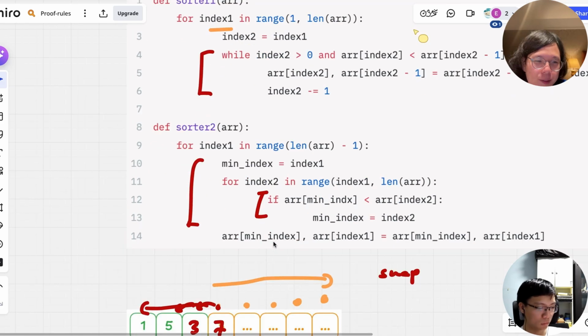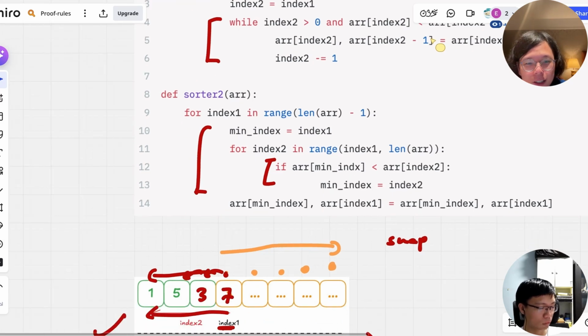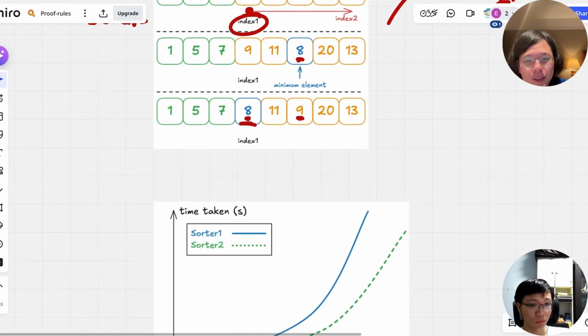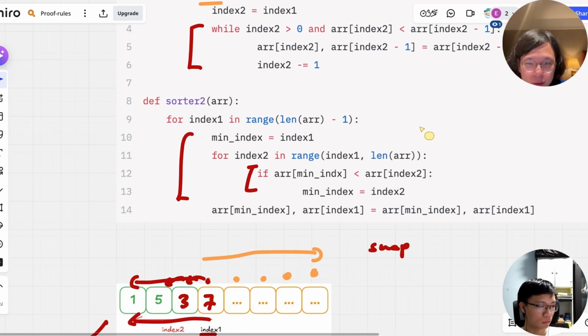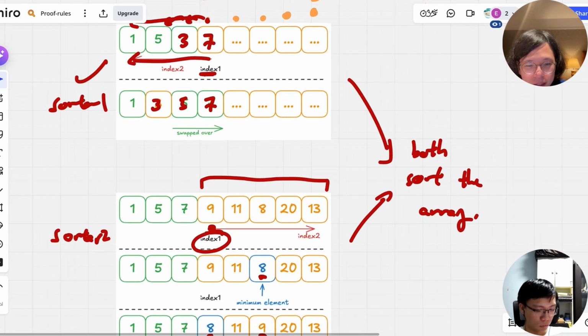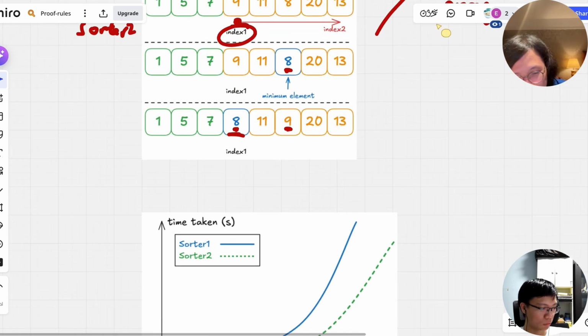And if you run your experiments, you might be surprised which one is actually faster, which one's actually slower. But the point is that we don't really care about what the exact time taken is for these two methods. What we actually, oh sorry, functions. I don't know why I said methods, but functions.